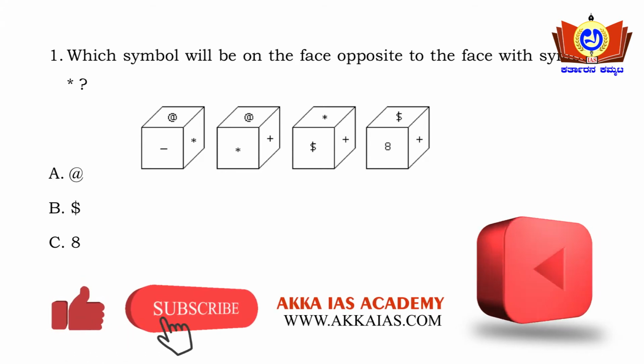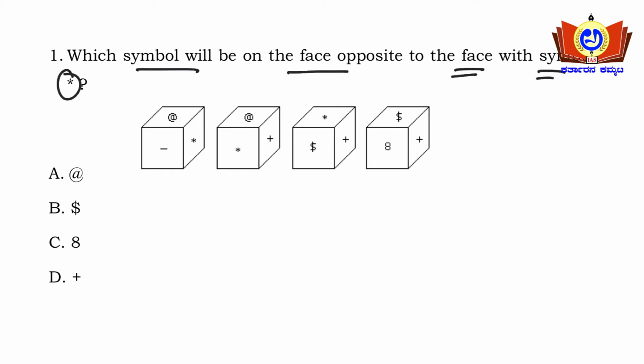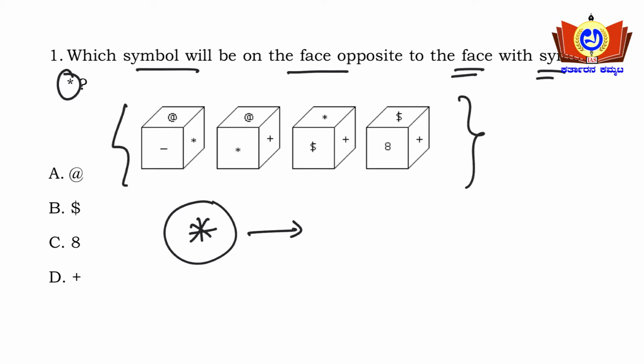Which symbol will be on the face opposite to the face with symbol star? They are given the star symbol here, and they are asking us to find the face opposite to it. This is the same dice, friends. Actually, 4 different faces of the same dice have been given here. So first face, second face, third face and fourth face, I'll mark it for your reference.